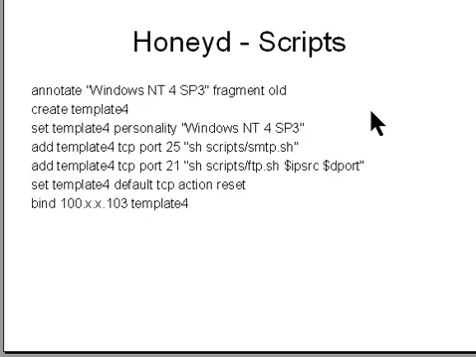Let's see, here's some more honeyd scripts. I'm not going to go too far into this. This is just creating another template, setting the personality to Windows NT4 with Service Pack 3. You're opening up SMTP and FTP, and then it's got the shell scripts that are used to emulate some sort of interaction.